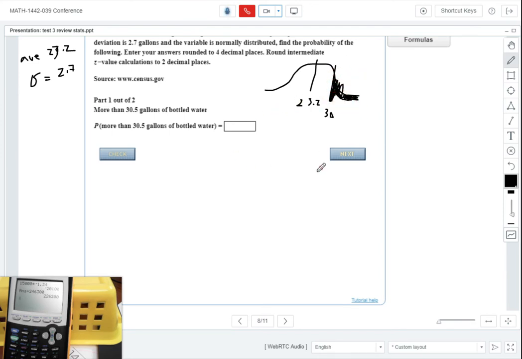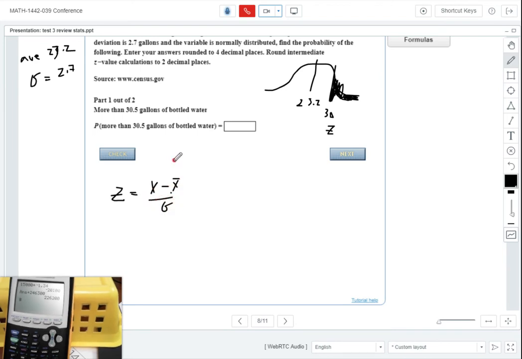To find this area, we have to have the z-value. To find the z-value of more than 30, we're going to use the formula. This is the average over standard deviation. Sometimes I use this as the average, sometimes I use this. One's for a sample, one's for a population, but they're both the same. So to find this z-value, the x value we're talking about is 30, the average was 23.2 and the standard deviation was 2.7. So what does this z value equal?